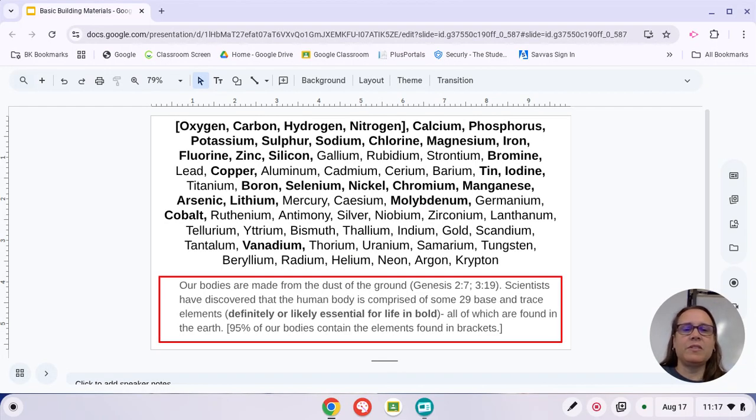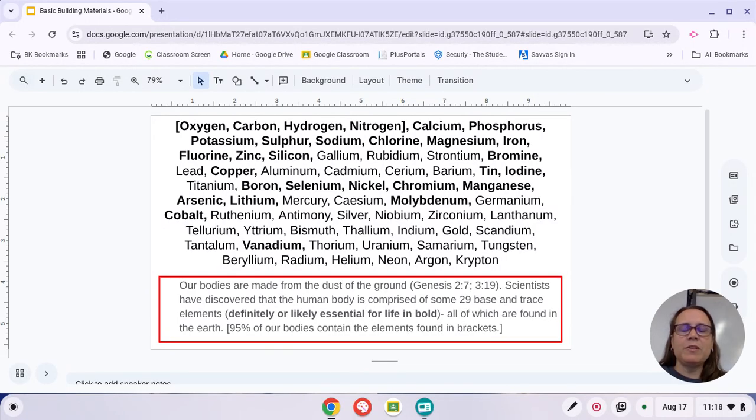Okay, here's a list of elements that can be found in the human body. You can see there's many more than were on that pie graph. And it says there at the bottom that scientists have discovered that the human body is comprised of some 29 base elements and trace elements. The ones listed here in bold are definitely or very likely essential for life. So if we don't have these, we're in danger. And all of these are also found in the earth.